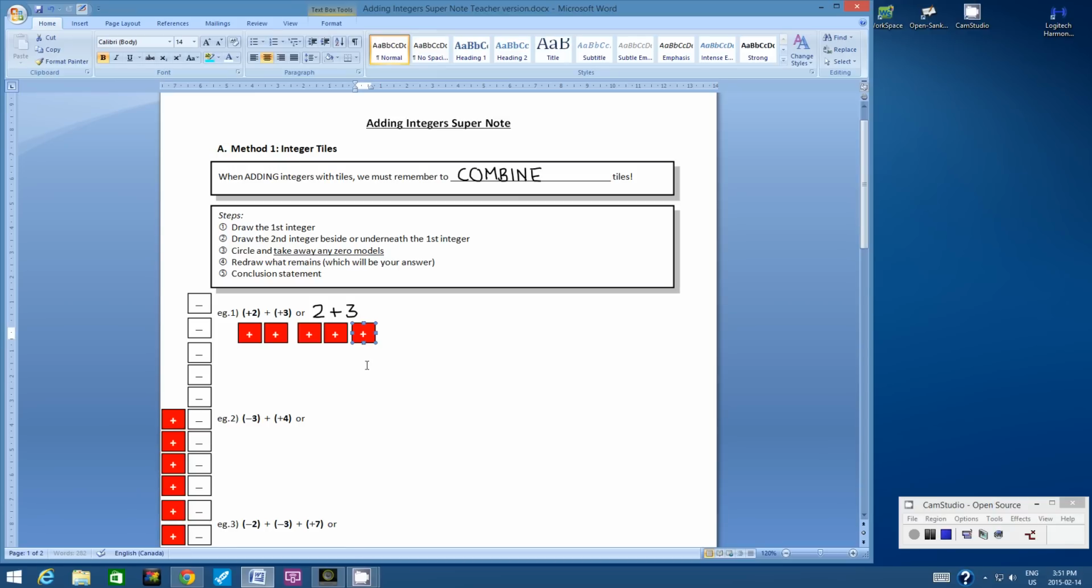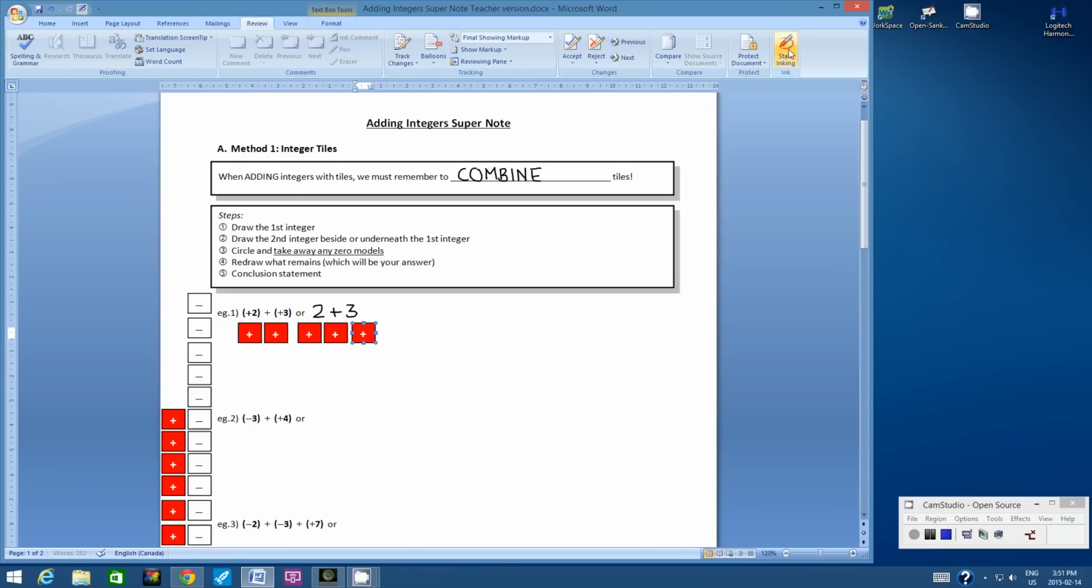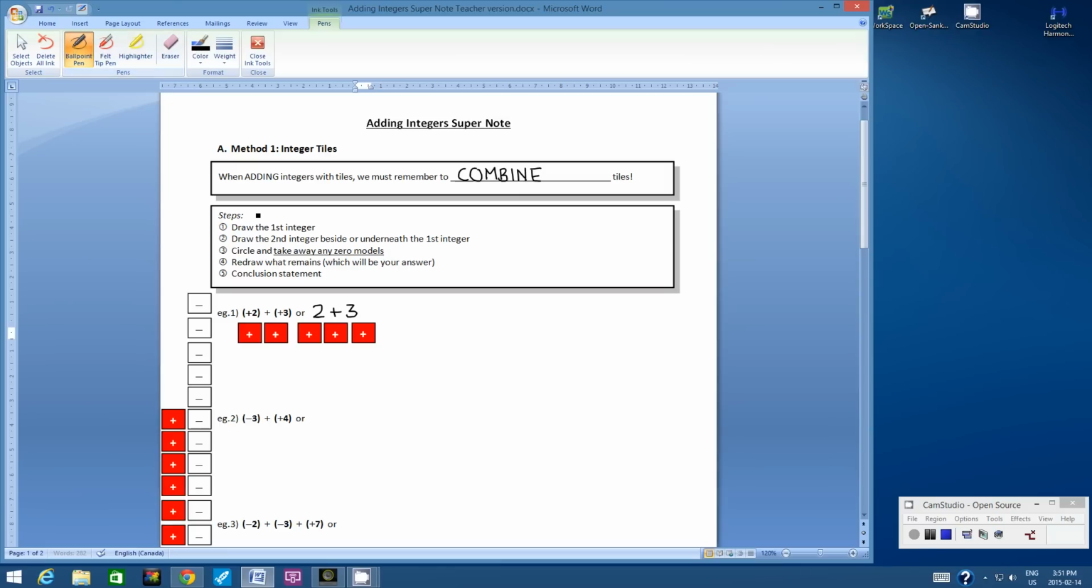So now, how do we translate that into a tile diagram solution? Okay, so here's where we use our steps. Let's look at step 1. Step 1, we draw the first integer. So that's what we did here. So using your pencil now, let's draw the first integer. We have positive 2 right here. Okay?